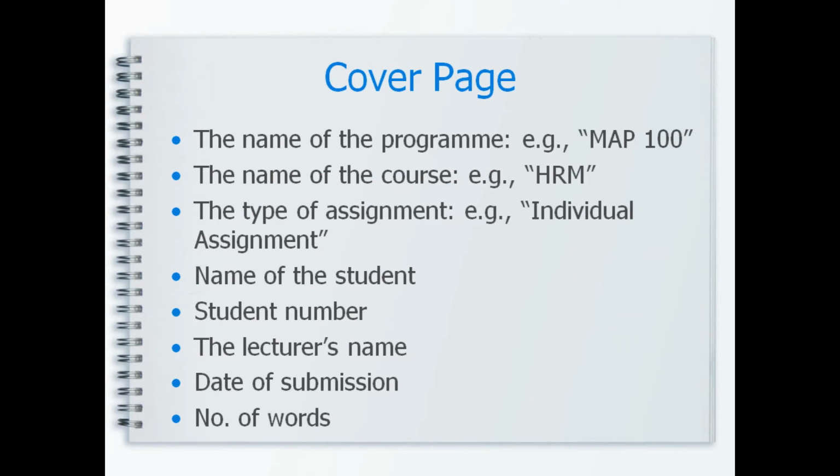Now, let's look at how you can present your learning journal. First of all, you need a cover page where the name of the program, the name of the course, the type of assignment, your name with your student number, the lecturer's name, the date of submission, and the number of words are clearly provided.